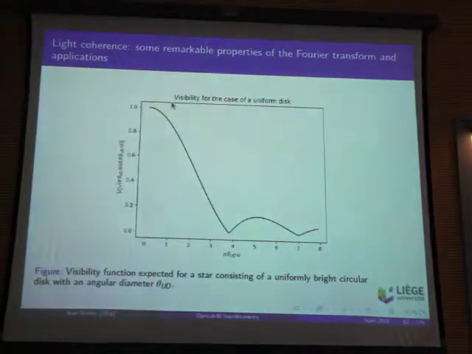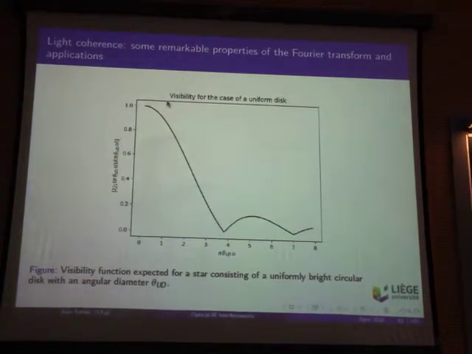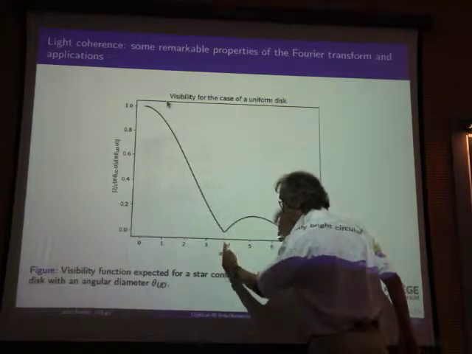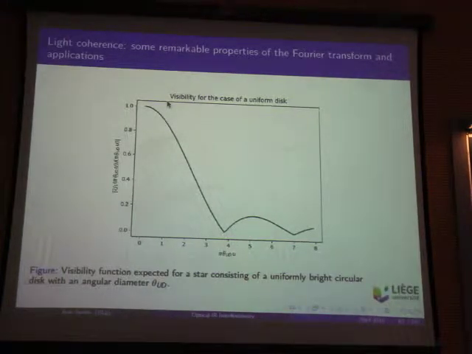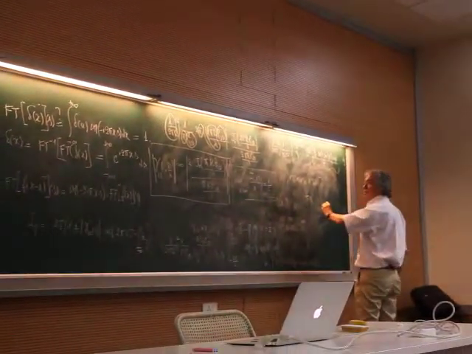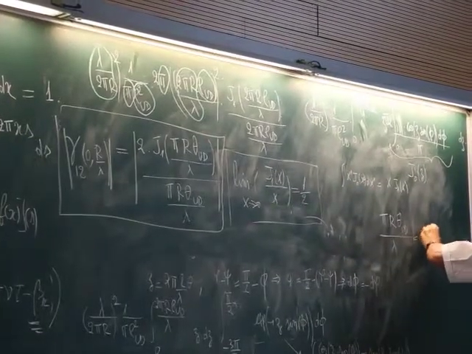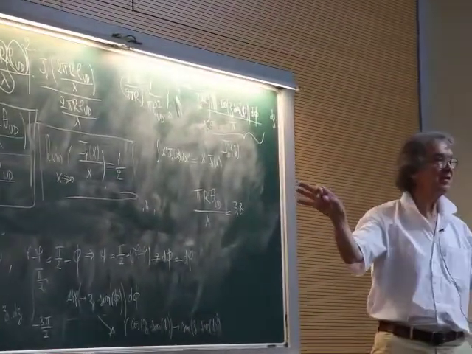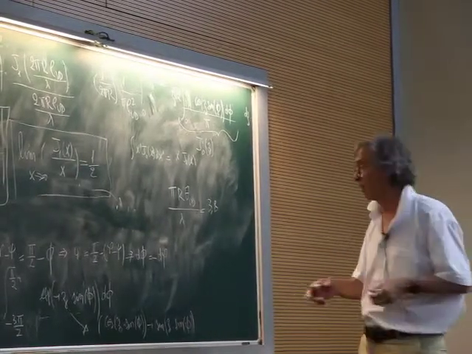Okay, now I go here and I show you the result. So this is the visibility, the module of the complex degree of mutual coherence. And I find that for the value of 3.8, it goes to zero. Which means the following: when pi times r times theta_UD over lambda is equal to about 3.8, the visibility is zero, so I don't see fringes anymore. So I know that I'm resolving the star.